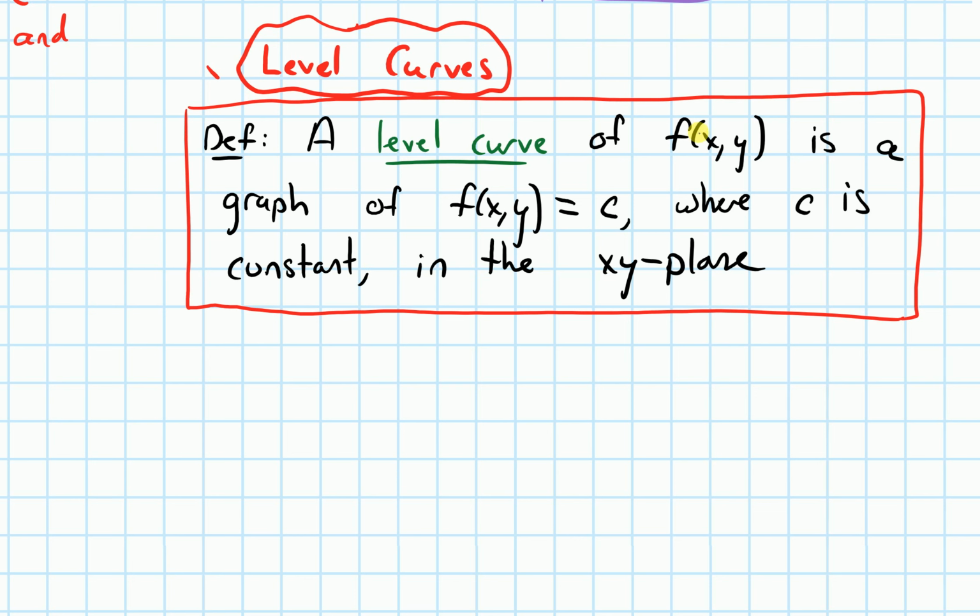So we're taking our function of two variables, and we're setting it equal to some constant number. And when we do that, we get an equation with two variables in it. So its graph is going to be in the xy plane. All right, so let's look at an example.